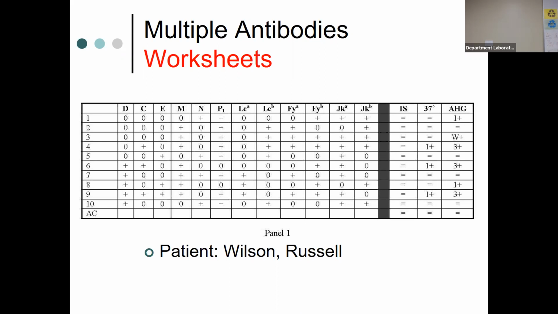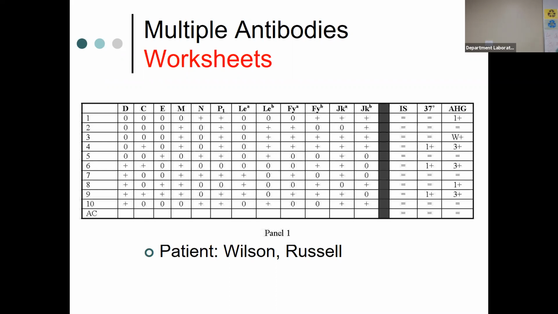Maybe. What about, take a look at, maybe that's not a good question, because it could be both of them causing that strong reaction at AHG. What about well 3, with a weak reaction? So you definitely have one antibody that's reacting only at AHG, right? You have one antibody that's only reacting at 37, but it's actually reacting at AHG too, but there's another antibody reacting at AHG as well, right? So this antibody that's reacting at AHG is also reacting.